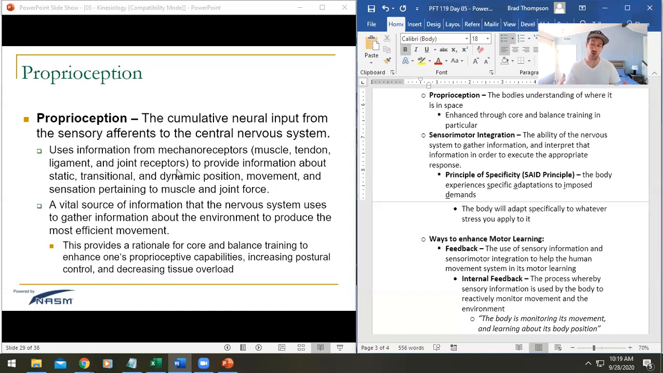So this is why core training is so important, because that's going to teach your brain where your spine is, which is your center in space. This is why balance is so important, because that teaches your body where it is, right? If you're standing on one leg and you know that you need to squeeze a little bit to get back to neutral, that proprioception is going to enhance your posture. So that's why core and balance training are so important for us, right?